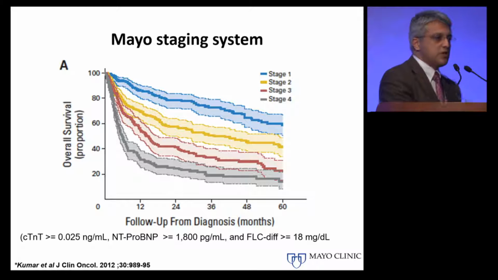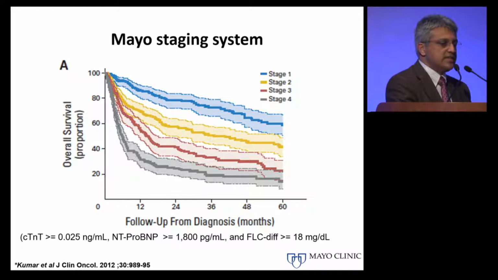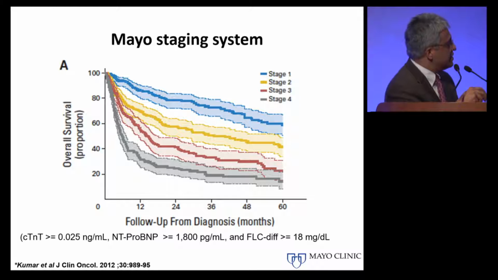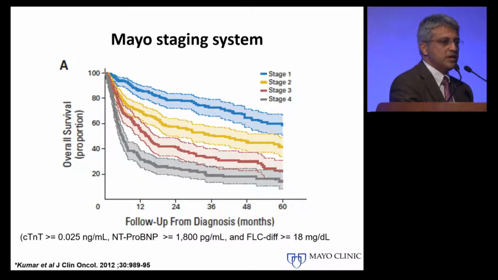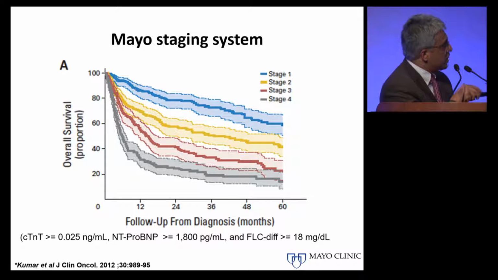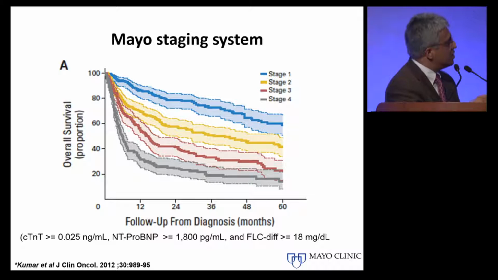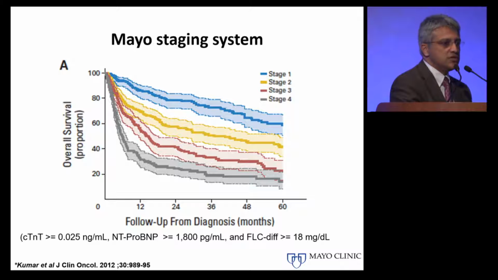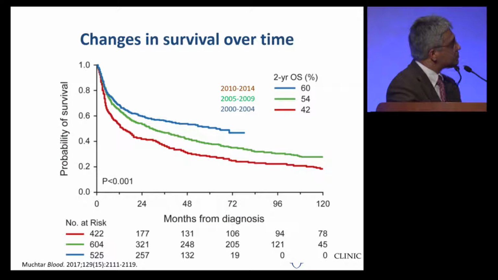So how do we prognosticate these patients? This is a staging system that we had developed, which basically utilizes the troponin T, the NT-proBNP, again denoting cardiac involvement, and the free light chain, which basically gives you an assessment of the plasma cell clone. So by using these three factors, we can actually group these patients into 4 groups with very different outcomes. And as you can see, the patients with the highest risk, nearly half of these patients die within 6 months of diagnosis. So extremely high risk group of patients.